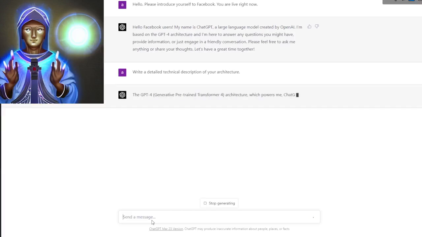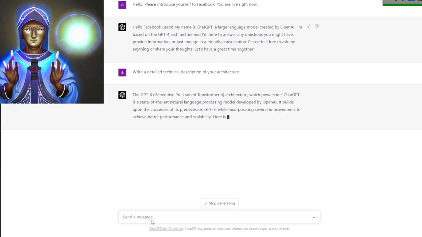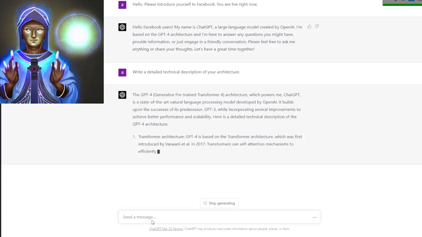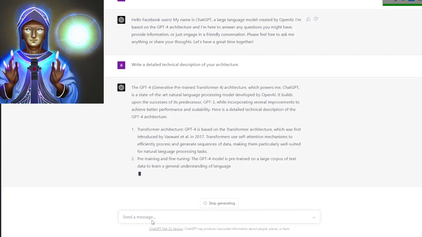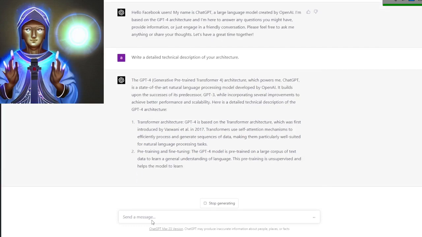The GPT-4, Generative Pre-trained Transformer 4, architecture, which powers me, ChatGPT, is a state-of-the-art natural language processing model developed by OpenAI. It builds upon the successes of its predecessor, GPT-3, while incorporating several improvements to achieve better performance and scalability. Here is a detailed technical description of the GPT-4 architecture.